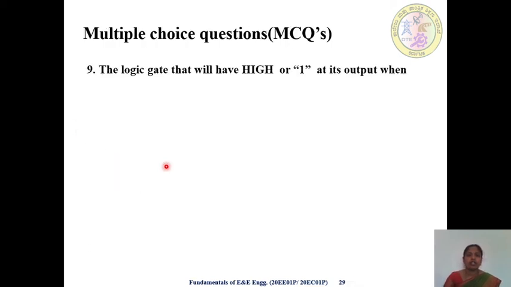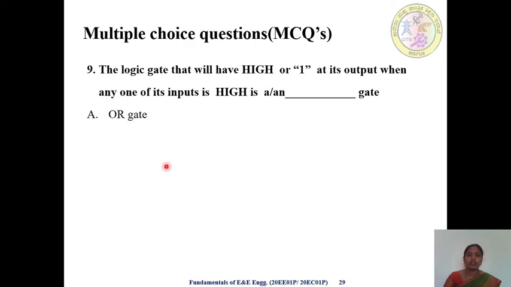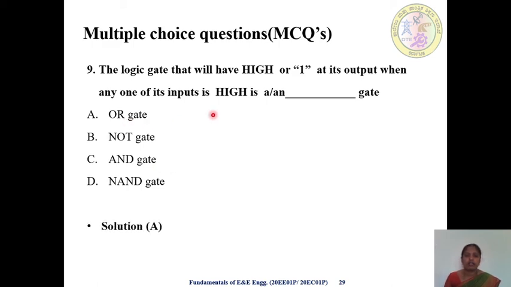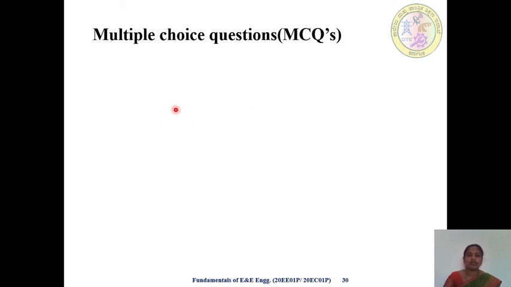Next, the logic gate that will have a high or 1 at its output when any one of its inputs is high is a dash gate. The options are OR gate, NOT gate, AND gate, NAND gate. The solution is OR gate. So this is the function of OR gate. The logic gate that has a high output when one of the inputs is high. That operation is OR gate.